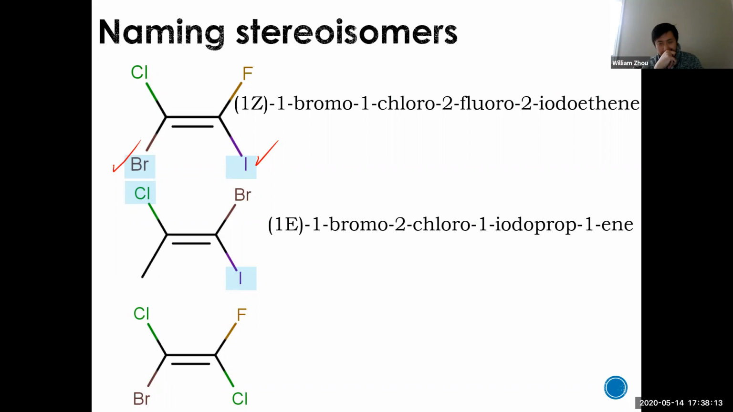Okay, do we have any issues with this one? And we learn new rules, but don't forget old ones. Okay, 1 bromo, 2 chloro, and then 1 iodo because of alphabetical order, B, C, and then I.